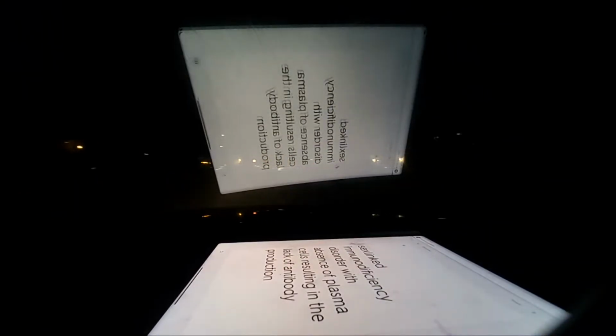Which tapeworm eggs have an operculum at one end and a small terminal knob at the other end? Diphyllobothrium latum. Sex-linked immunodeficiency disorder with absence of plasma cells resulting in the lack of antibody production. Bruton's agammaglobulinemia.